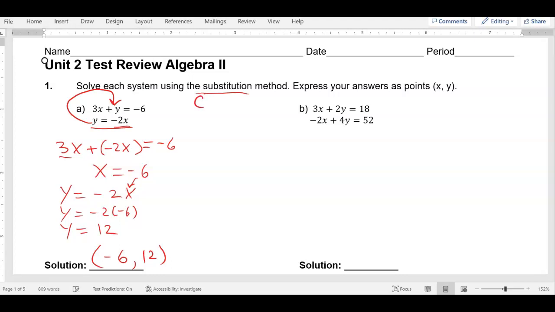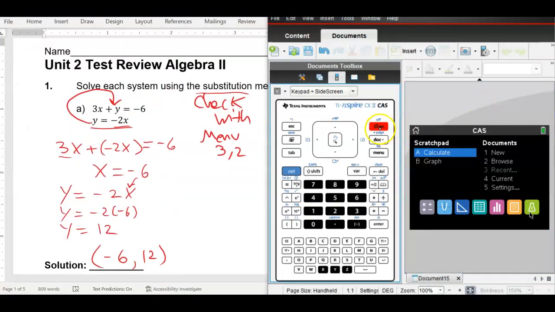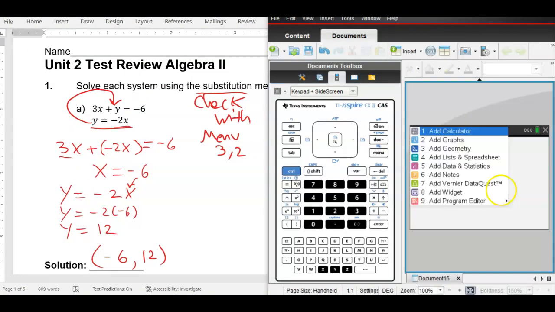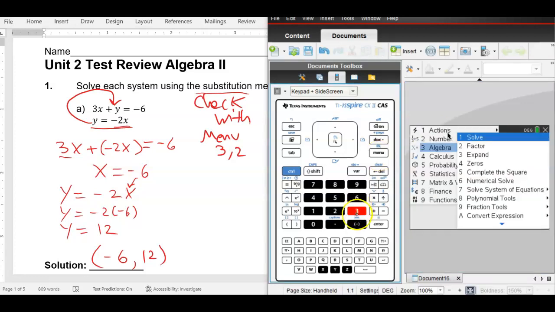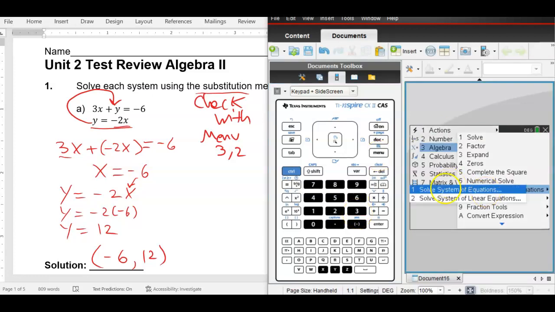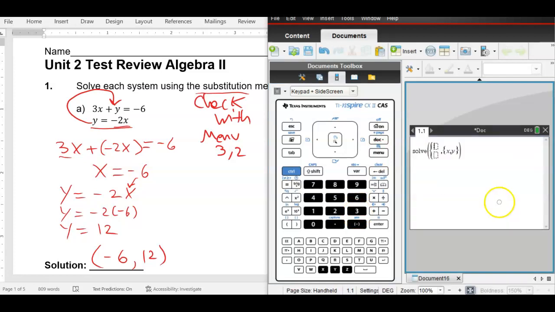Now remember, you can check with menu 3, 2. So if I pull up my calculator, I go to a new document, don't save, number 1, menu 3, and then you're going to press 2, and make sure you click 2 equations, and you just type these in.